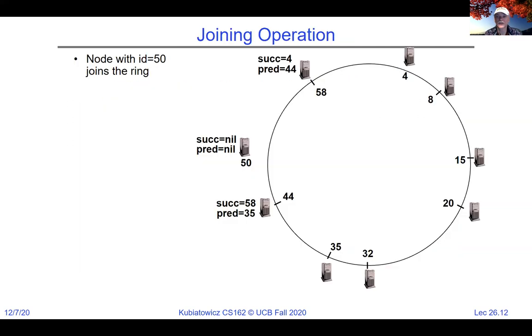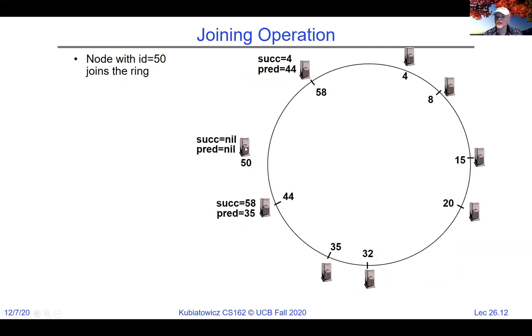Okay, these are the kind of things that are a lot easier to see with animations. So let's suppose that we have this ring. And what I want to show you here, for instance, is a new node, or a node that crashed and is coming back. Suppose that I want to join the ring. So what do I do?